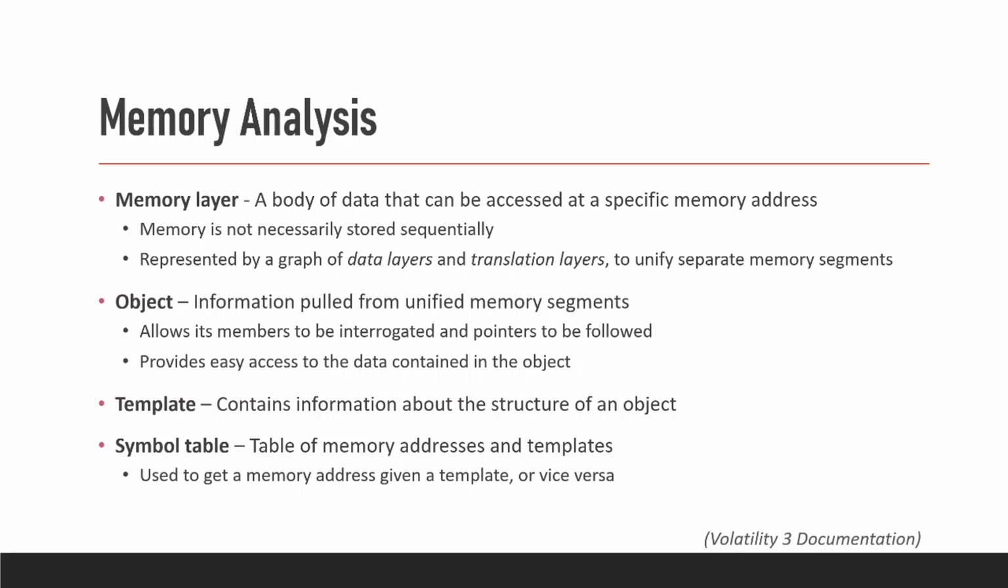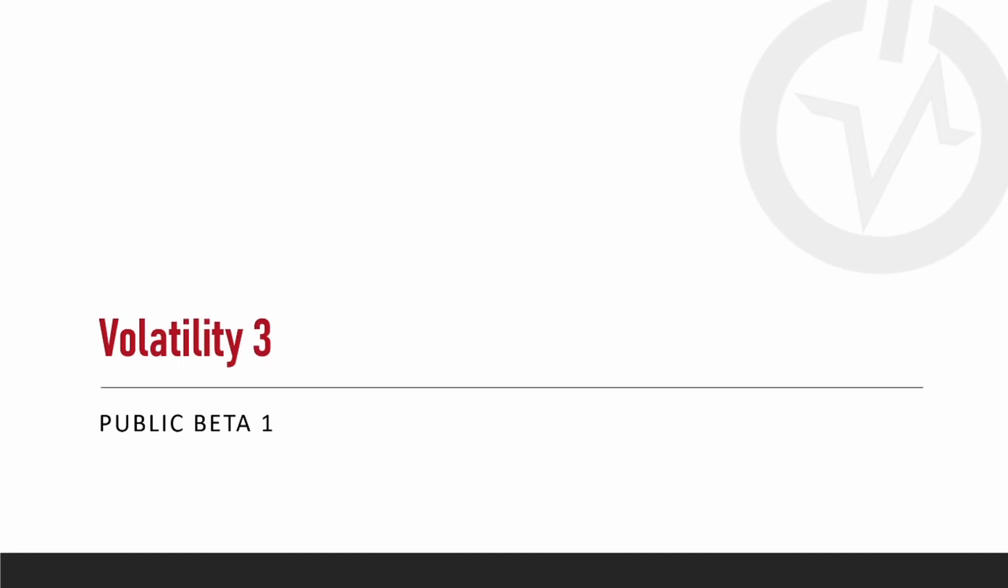Now that you know a bit more about memory and how it's processed, we can move on to discussing Volatility 3. It's currently in its first public beta. It was released at OSDFCon on October 16, 2019.